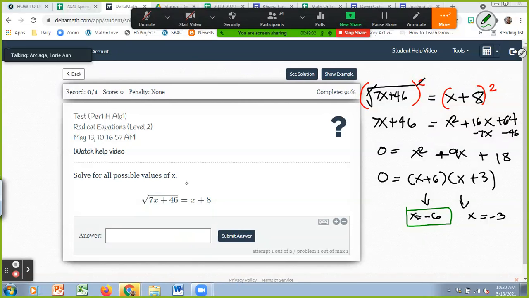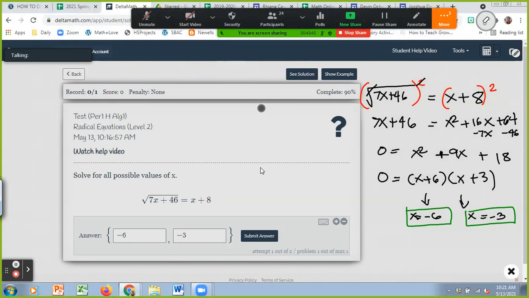We gotta try again. If this is negative 3 plus 8, that is 5. Do we get 5 over here? So this is negative 3. 7 times negative 3 is negative 21 plus 46. Would that be 25? The square root of 25 is 5, so 5 is equal to 5. So both work. Earlier none worked. So let's write down the answer: negative 6, comma, negative 3.